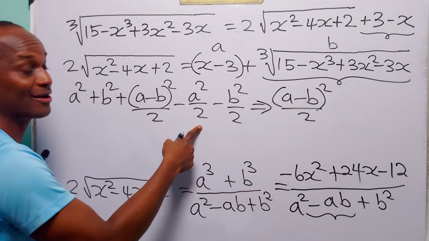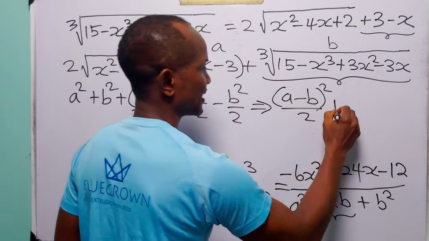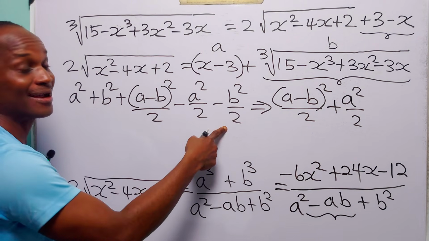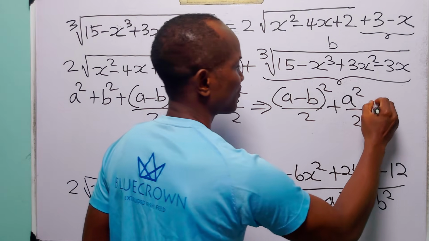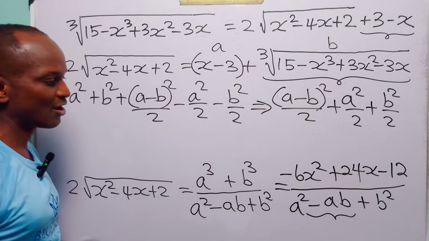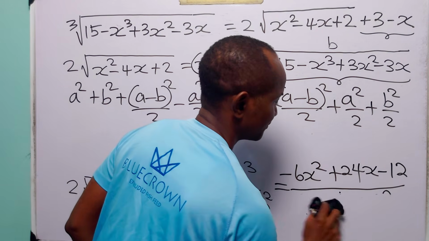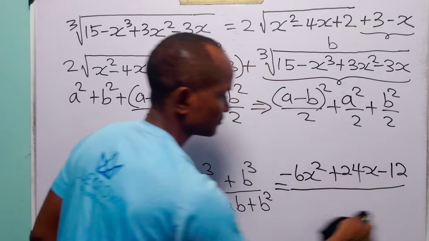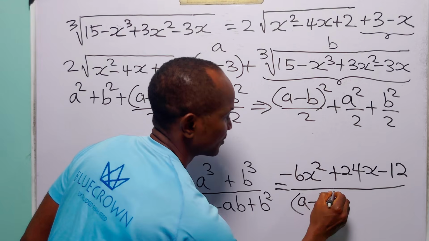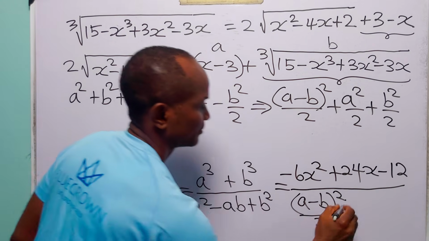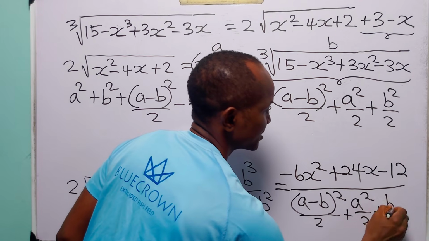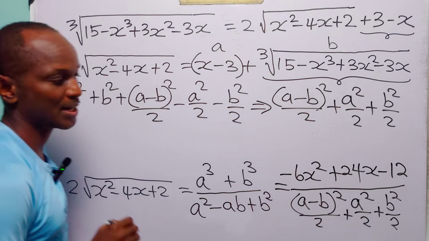Now, a squared minus half a squared is equal to half a squared. B squared minus half b squared is equal to half b squared. So that means that we can now write this denominator as half a minus b squared plus half a squared plus half b squared.